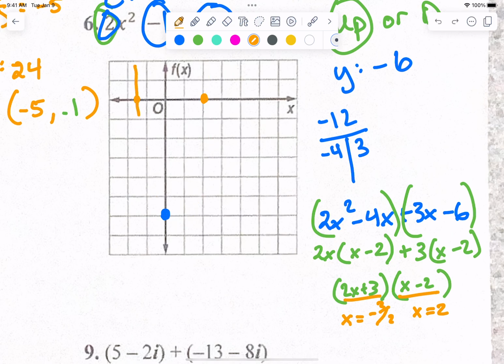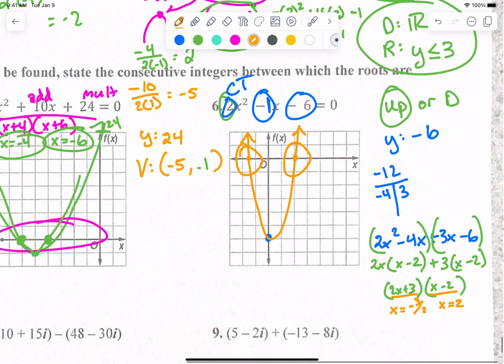Let me draw that again. There they are, those two. Okay? Good? Yuck. Those were icky. Wait, so you're trying to find where they cross. Is it negative 3 over 2 and 2? Yeah. Very good.